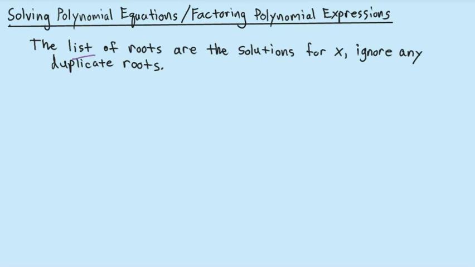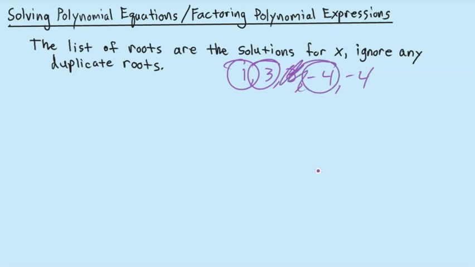The list of roots that you now have, those are the solutions for x. Now, if any of them are duplicates, if the same number shows up more than once, you can just ignore any duplicate roots. So if your list of roots is like 1, and then 3, and then 3, and then negative 4, and then negative 4, you only need 1, 3, and negative 4. You can ignore the duplicates.